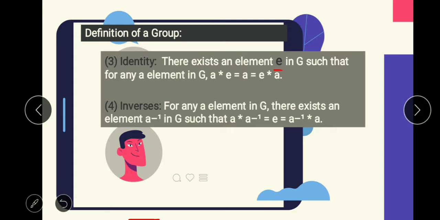Lastly, we have the inverses. For any element A in G, there exists an element, which I'm going to call A inverse, or the inverse of A, that's also in the set G, such that A star A inverse is equal to E, and it is also the same thing as A inverse star A. So this is the definition and the properties of a group.